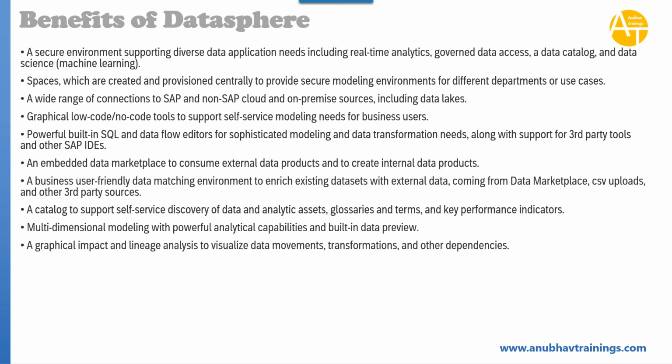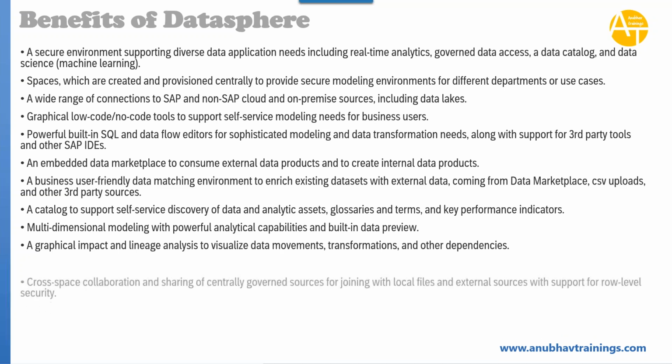Where is this model, or this fact, or this dimension being used? That is the data lineage, so that you can check the dependencies, and before you modify your data model, you can find the impact analysis of that. That is something also provided by SAP Datasphere for graphical analysis of data lineage, where your data movements and transformations have happened.